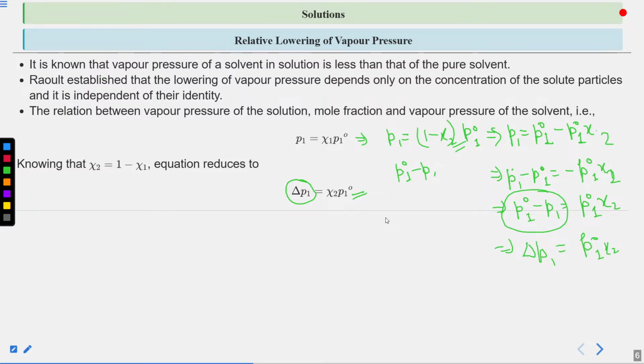So anyone has any issue with this derivation? If you just substitute the value of chi1 from this equation, you will finally get this thing, where your delta P1 is the pressure of the pure solvent minus the pressure of the solution.